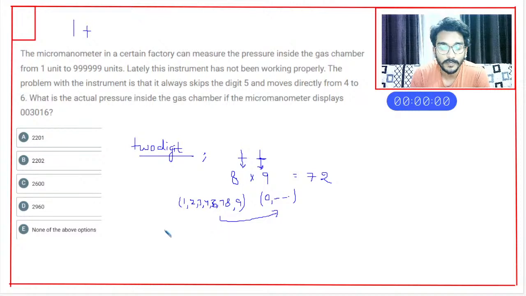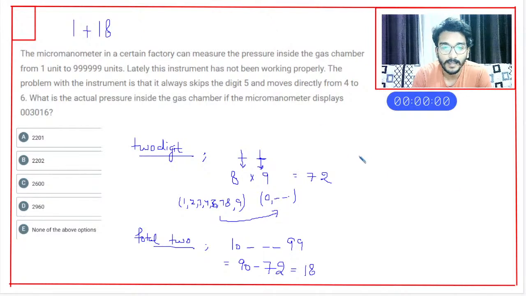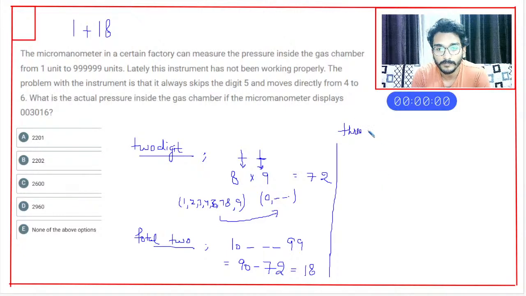Correct? So how many numbers are there when 5 is included? Total 2-digit numbers are from 10 till 99. Total numbers are 90. If I subtract those 72 from that, it is 18. So those 18 are 2-digit numbers having at least one 5. Is it fine? Now moving to the 3-digit numbers, I'll do the same approach.